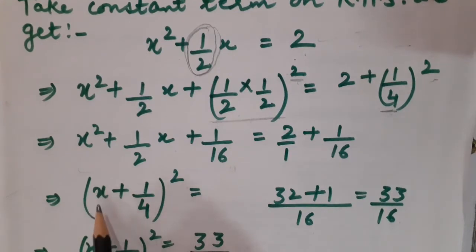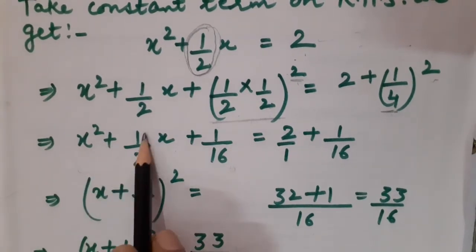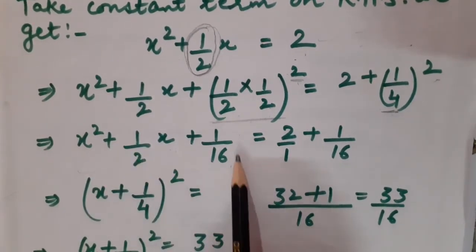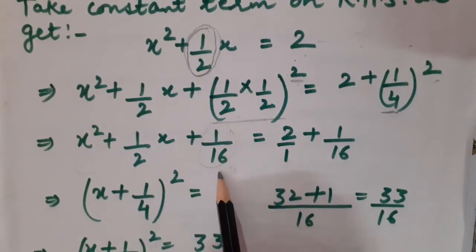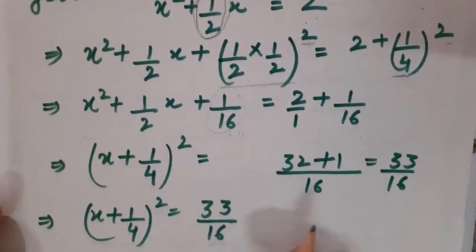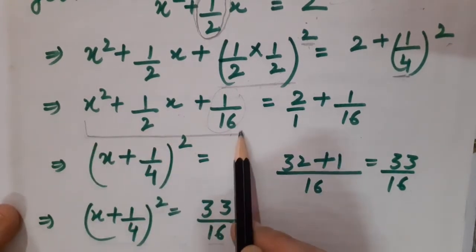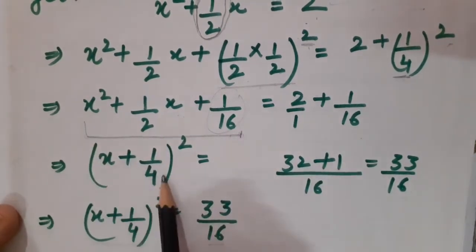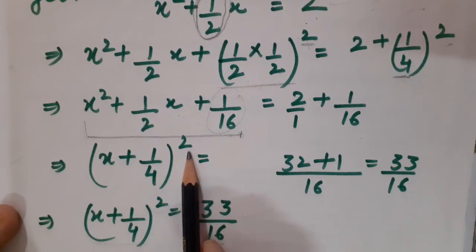Now here definitely I am going to get x square plus 1 upon 2 x plus 1 upon 16. This is what actually? This is the whole square. This is the perfect square of 1 upon 4. Correct? So here 2 plus 1 upon 16. Now children, here I am going to get the complete perfect square of x plus 1 upon 4 whole square. Fine.